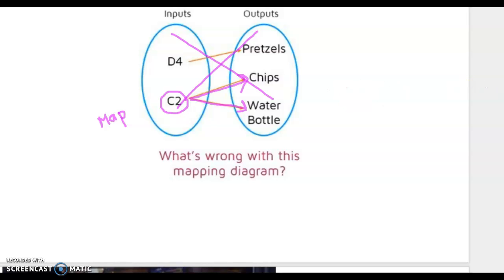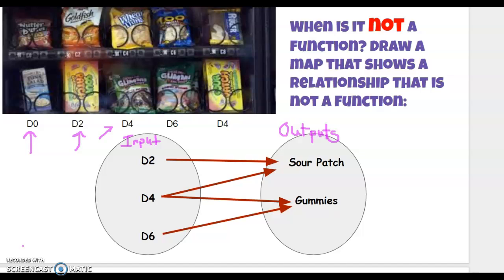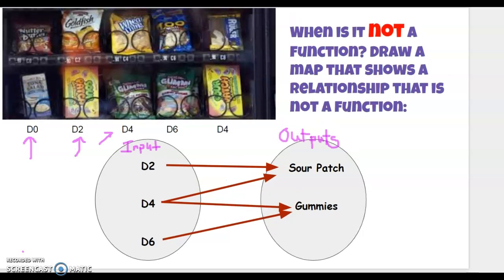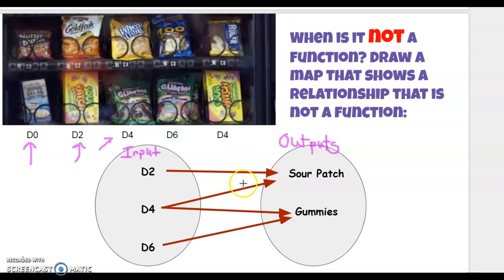Let's take a look at some more examples. Okay, so I went ahead and wrote input and outputs above each one of these ovals so that you would see this. And I also highlighted some of my inputs here on my vending machine. So some of my inputs would be D2, D4, and D6. We all know that when I punch those in, I'm going to be getting some kind of an output out of this vending machine. Well, look what's going on here.